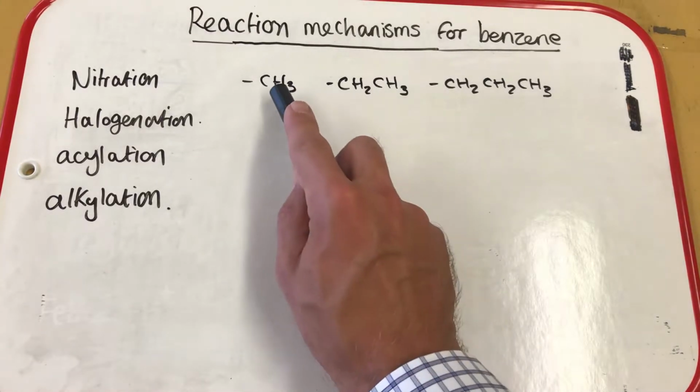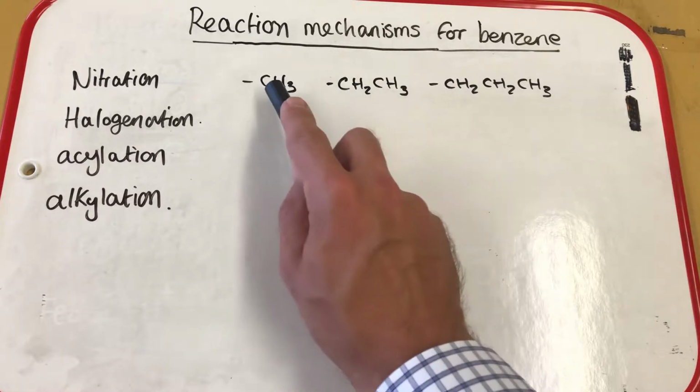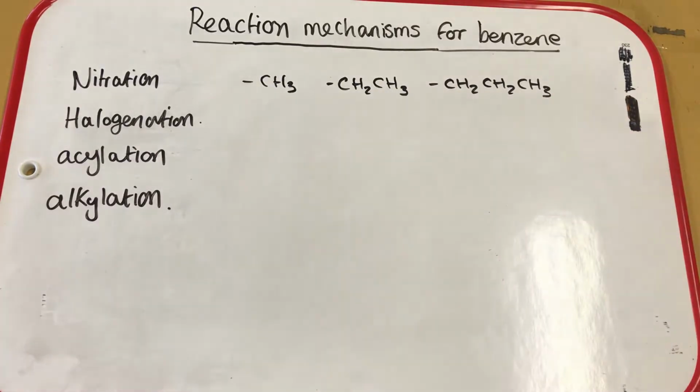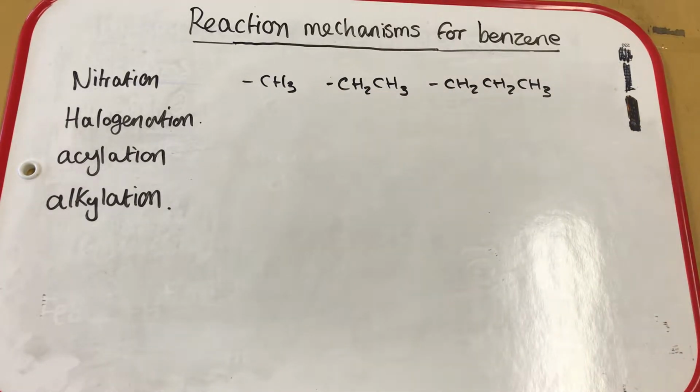So we're going to look at substituting an alkyl group such as a CH3, so a methyl group, ethyl group, or propyl group. We're looking to substitute for a hydrogen on a benzene ring. These reactions again are going to need a catalyst because the benzene ring is resistant to these types of reactions. So we are going to need a catalyst that offers an alternative pathway with a lower activation energy.